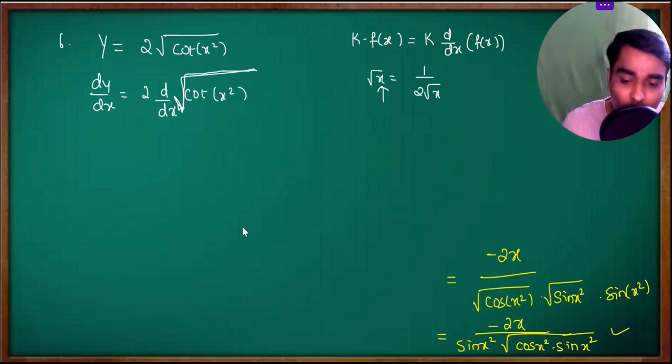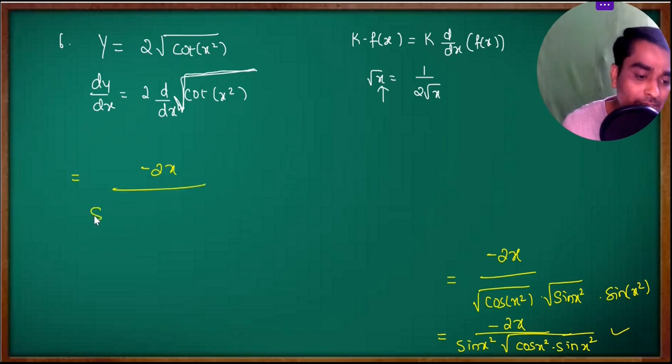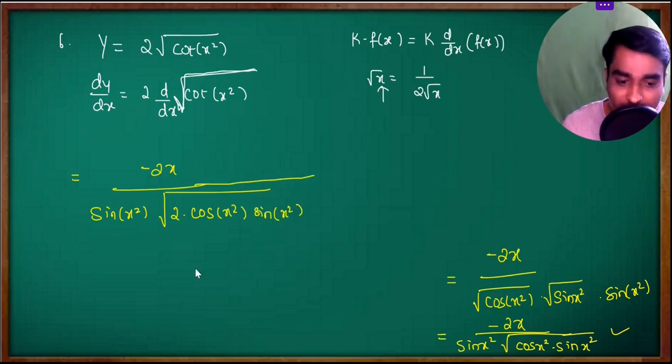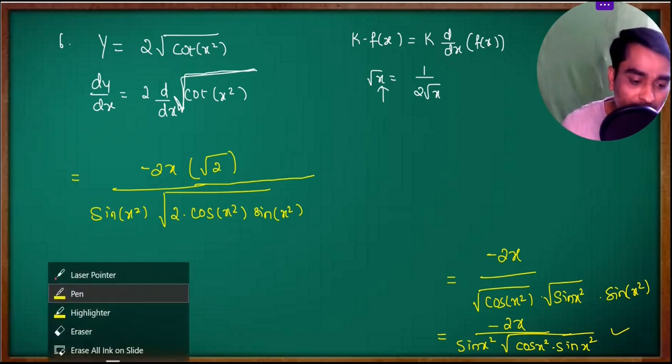Now from this step we can again change some things here. I will show you what I will be able to change. See, minus 2x divided by sine of x square root, here what I will do, I will just multiply by 2 cos of x square into sine of x square, this much. Now what did you do? You took root 2 down, therefore you have to write root 2 up also. Why did I take this, I will tell you now. Have you observed anything like this?